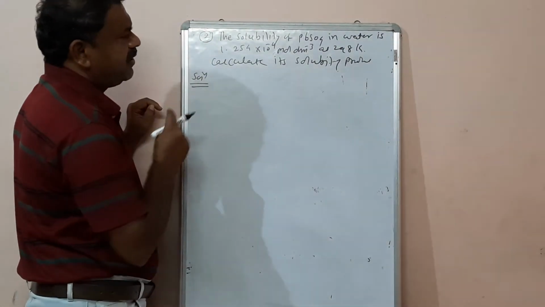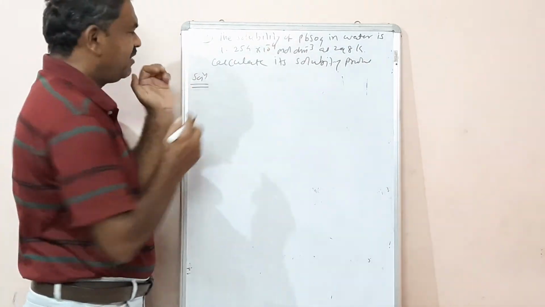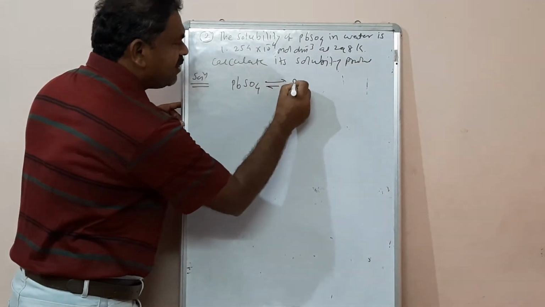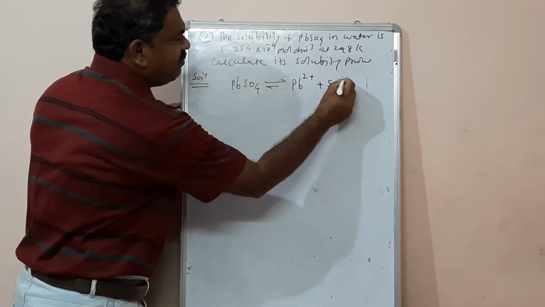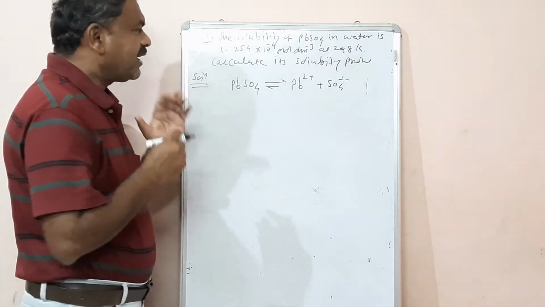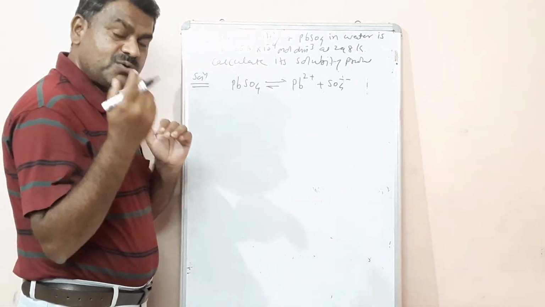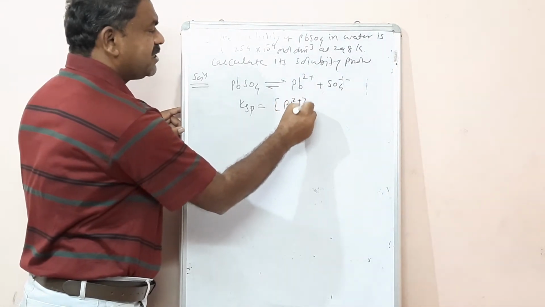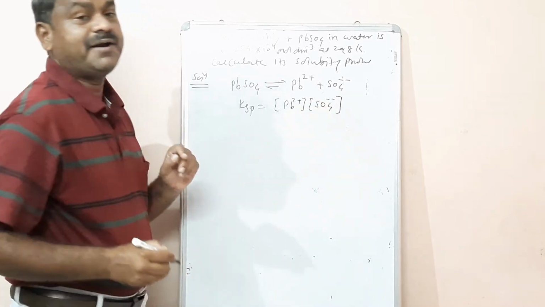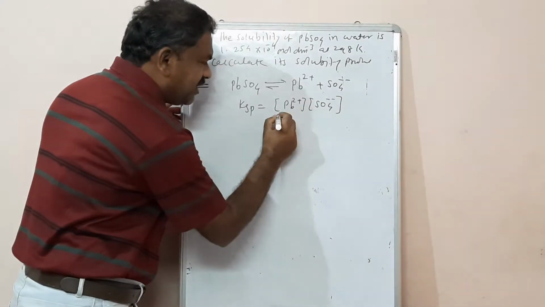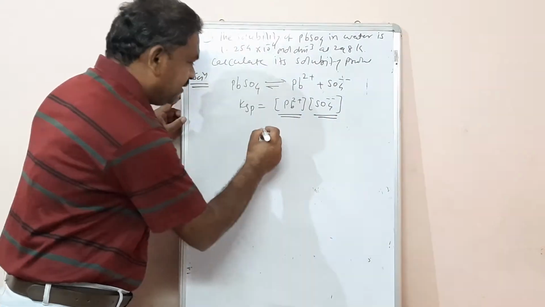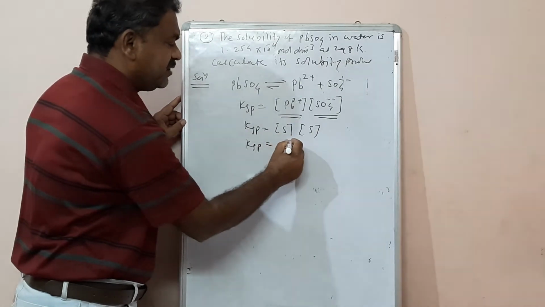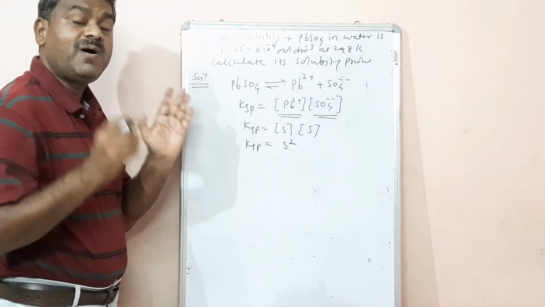Now see here. First of all, the reaction of the electrolyte. Lead sulfate is a weak electrolyte which dissociates to form Pb²⁺ and SO4²⁻ in aqueous form. Now if you calculate the solubility product, then Ksp is equal to the molar concentration of Pb²⁺ times the molar concentration of SO4²⁻. Lead and sulfate are each equal to S, so Ksp is equal to S², and that is the formula to calculate the Ksp or the solubility product.